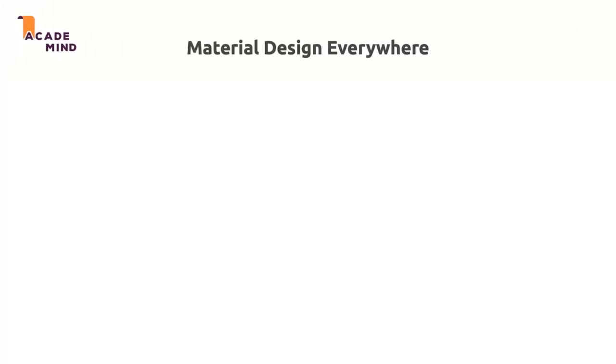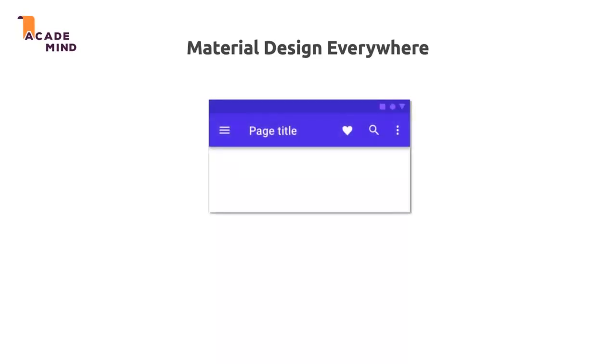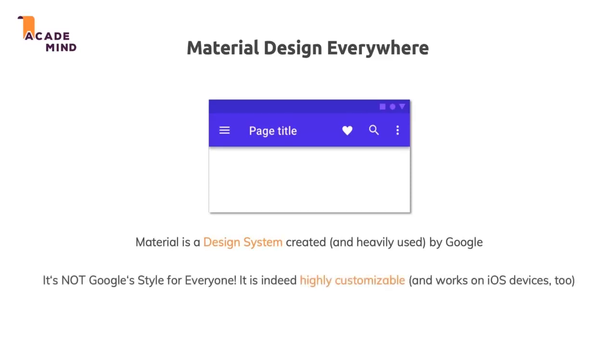In the first app, you already saw it, and throughout this course you will see it. Flutter by default embraces the material design system, the material design language. Material design looks like this as an example, and it's a design system created and heavily used by Google. Now, it's not Google style for everyone though. It's highly customizable and works on iOS devices too, so you can also use it in your iOS apps.